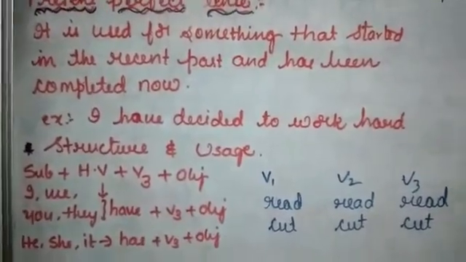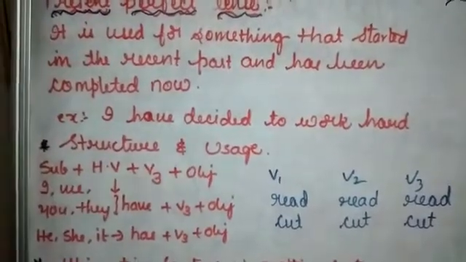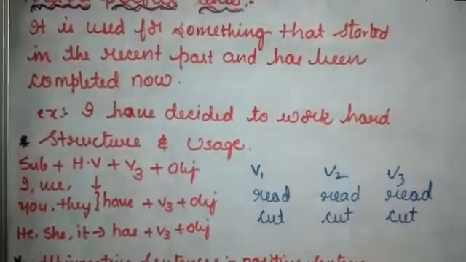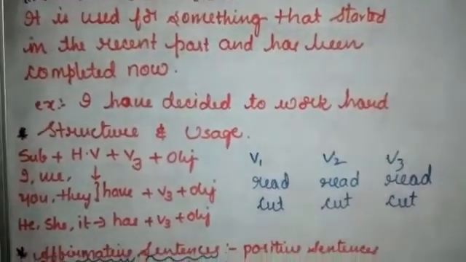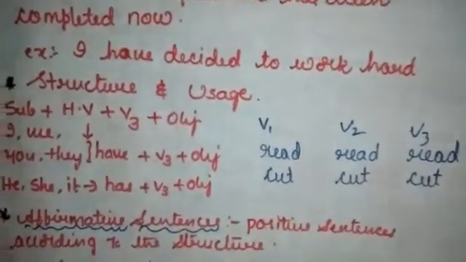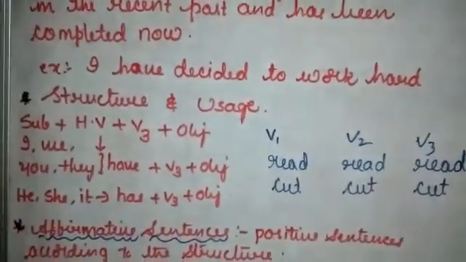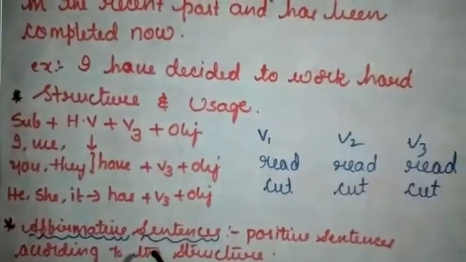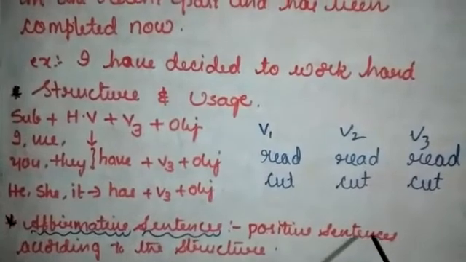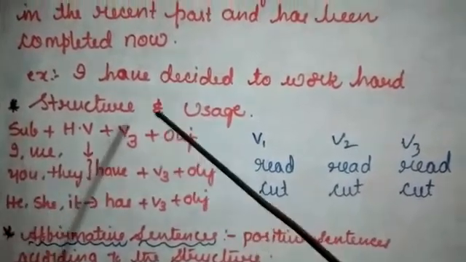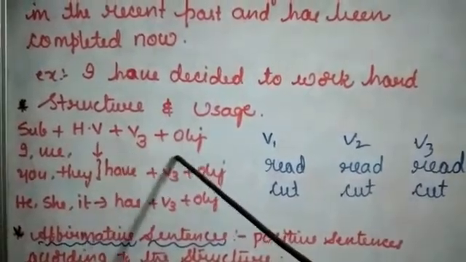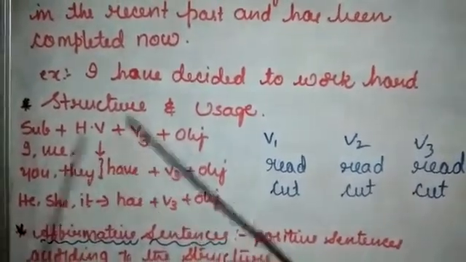So as you all know, there are three types of sentences in the English language. What are they? Affirmative sentences, negative sentences and interrogative sentences. How these sentences will be in present perfect tense, we will see. Affirmative sentences in present perfect tense. Affirmative sentences mean positive sentences, nothing but that. And according to the structure, what is the structure of present perfect tense? Subject plus helping verb plus V3 plus object. Helping verbs are has and have.